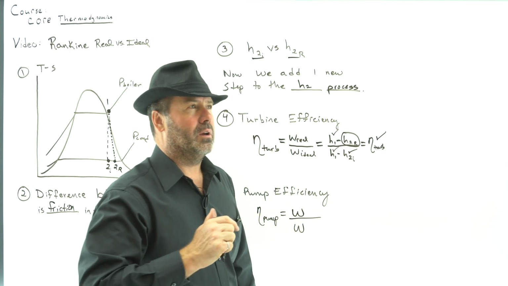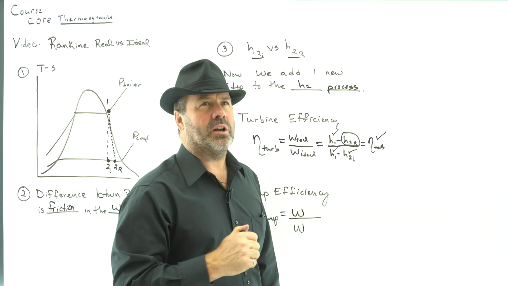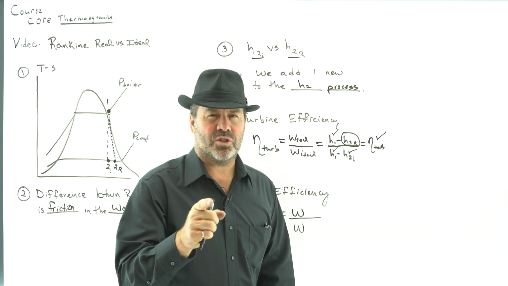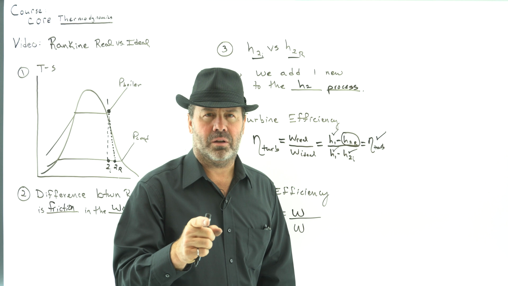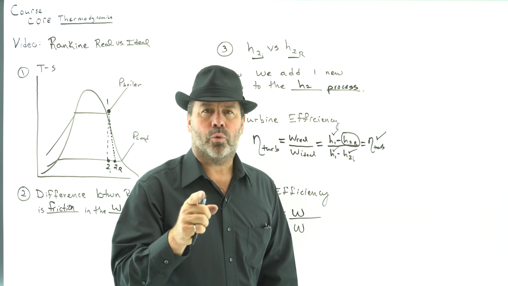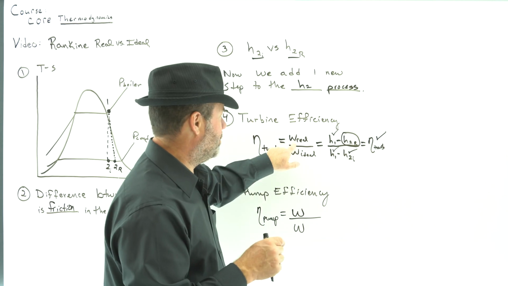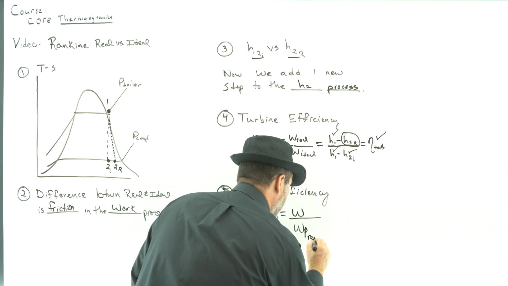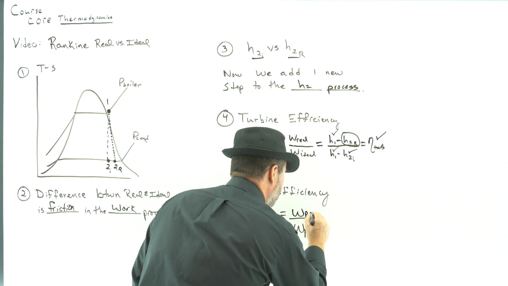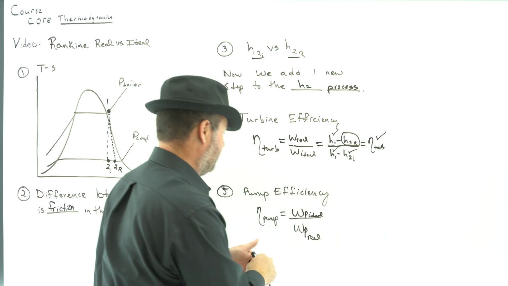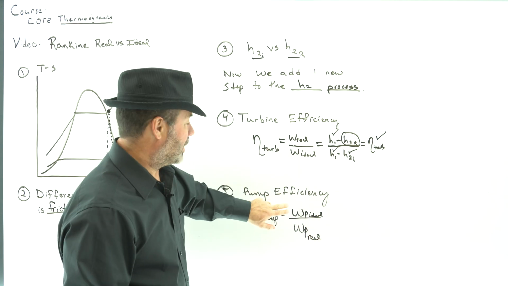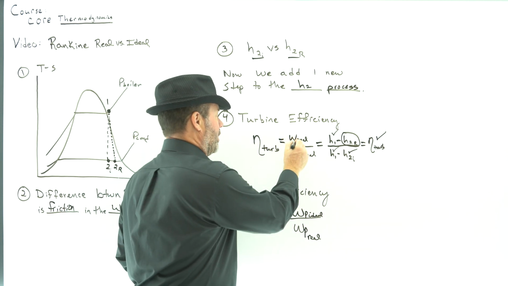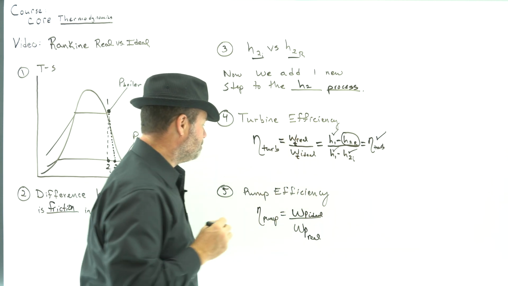Now, the big one goes on the bottom to give us a percentage. And we said earlier, which is bigger, real or ideal? For a pump, real is bigger. For a turbine, real is less. So work of the pump real over work of the pump ideal. Excuse me. Work of the pump ideal over work of the pump real. Just a flip-flop of the turbine. I'll put a T here for turbine.